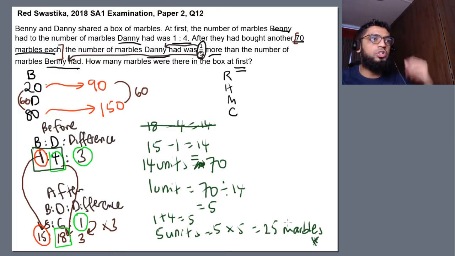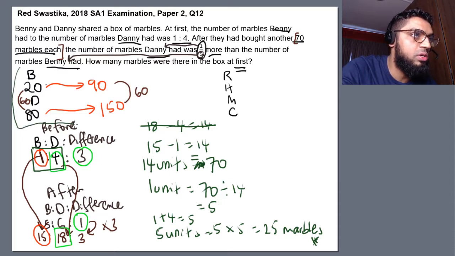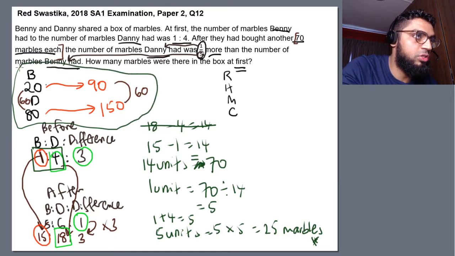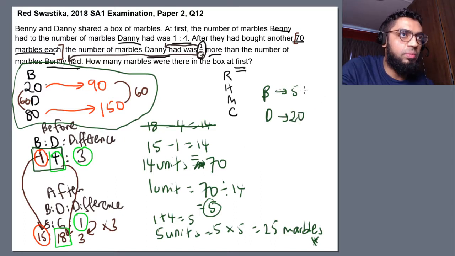Okay, so how can we check? We can find Ben's or Benny's initial number of units for the marbles. Again, this box here was just an explanation, so this is not the actual answer. Okay, so initially Benny had how many marbles? 1 unit, so 1 unit is just 5. So Benny had 5 marbles, and Danny had 4 units of 5, so that is 20. And they each bought 70 marbles, right? So Benny became 75, and Danny became 90.